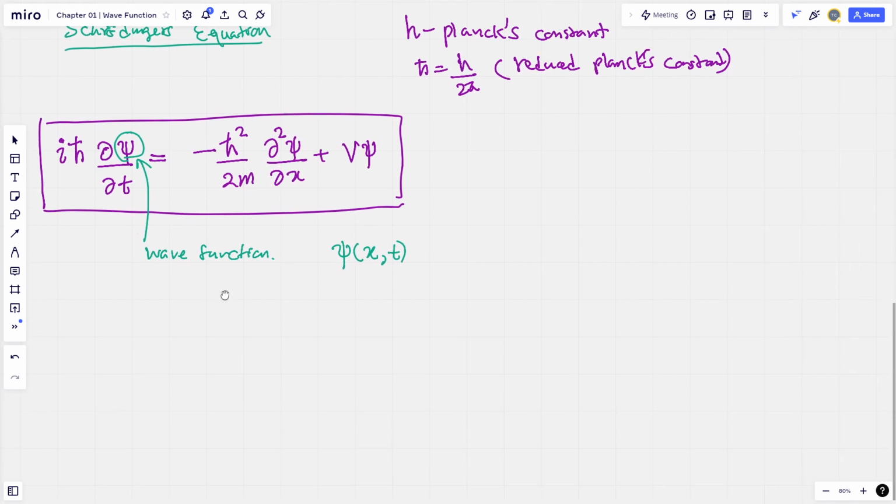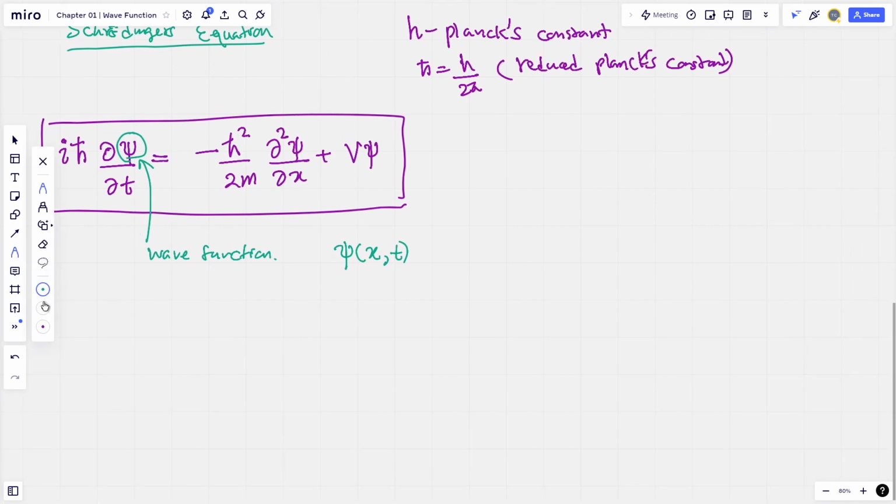Since we don't know how it works or what it is, scientists have come up with various interpretations for this wave function. There are a lot of interpretations. In this chapter we mainly focus on the statistical interpretation, or Born interpretation, which I'm going to talk about in the next chapter. So yeah, that's the thing.